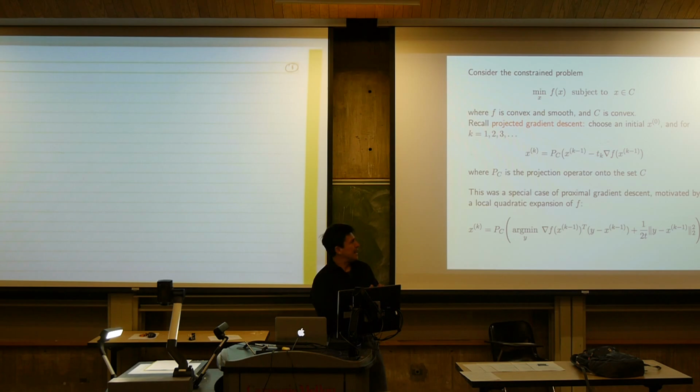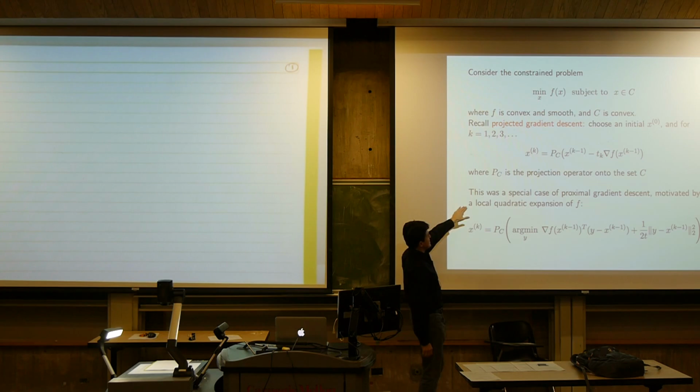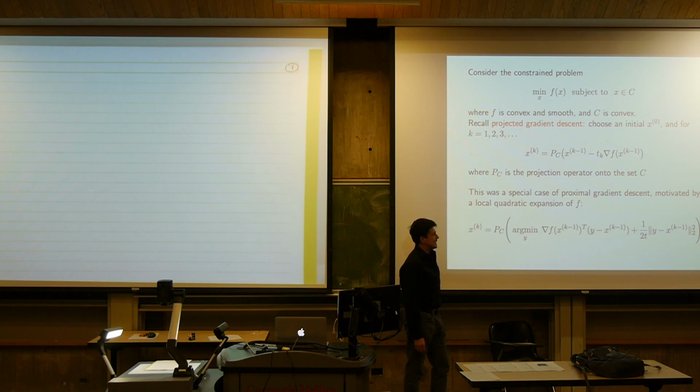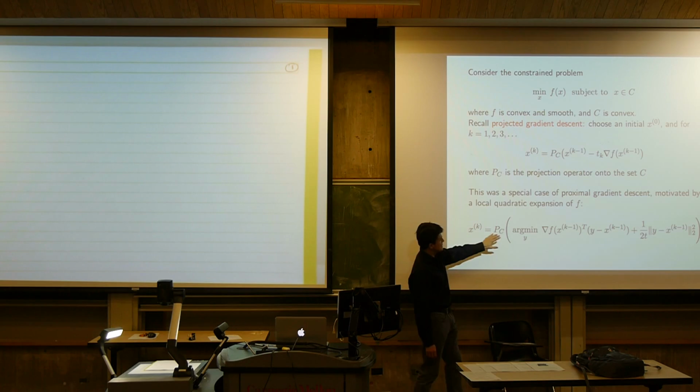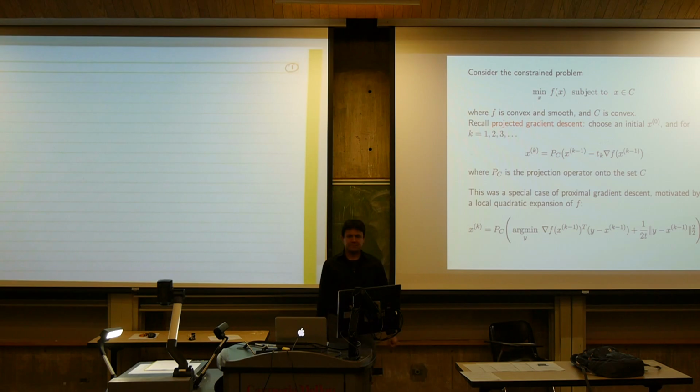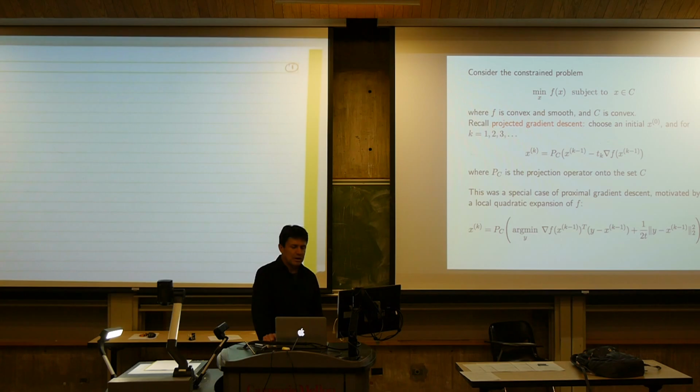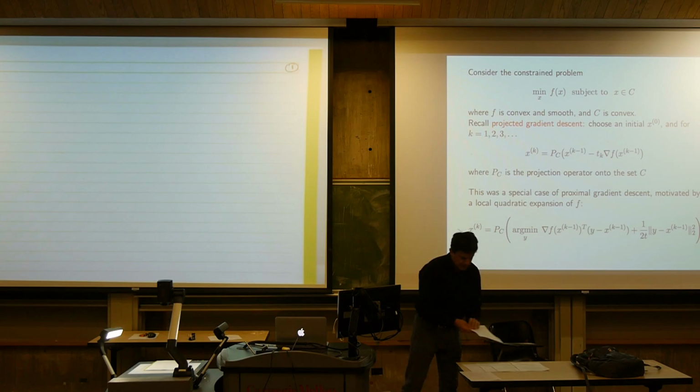And again, as I just mentioned, this is a special case of proximal gradient descent. And we can motivate it by thinking in terms of the quadratic expansion of f around x_{k-1}. So x_k is the projection onto C of the minimizer of this quadratic approximation of f. If we didn't have C, then this is just the standard gradient descent, right? If we didn't have C, this would be redundant. Because we have C, we project onto C, and that's the whole name of the game. So that is, again, projected gradient.